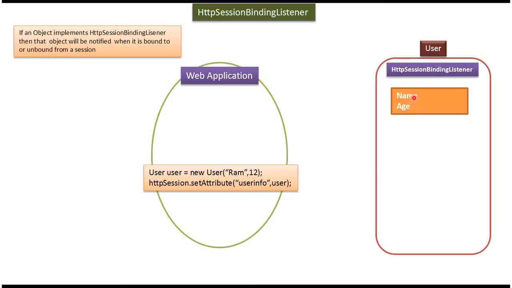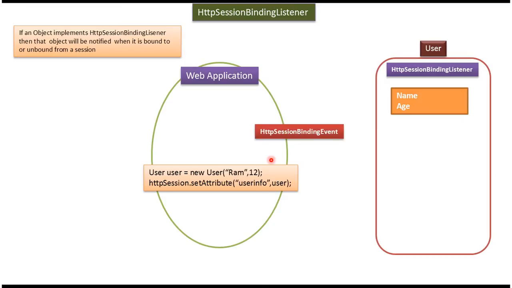It has two attributes, name and age. So whenever this user object is bound to the session, this user object will be notified. Here you can see user equals new user, and the name of the user is Ram and age is 12. So I am binding it to the session using the HttpSession setAttribute method. So whenever this user object is bound to the session, it will be notified.